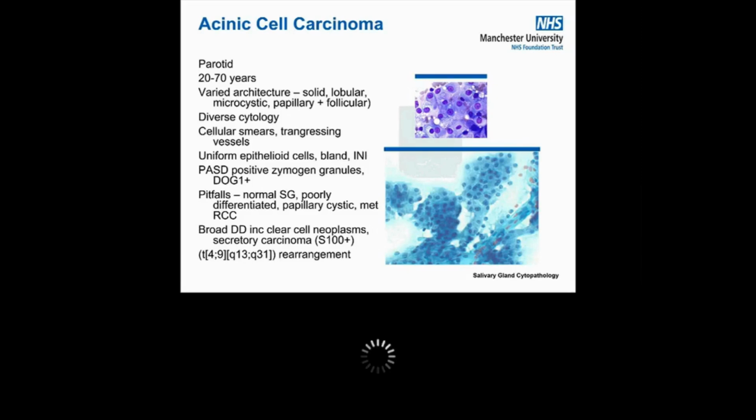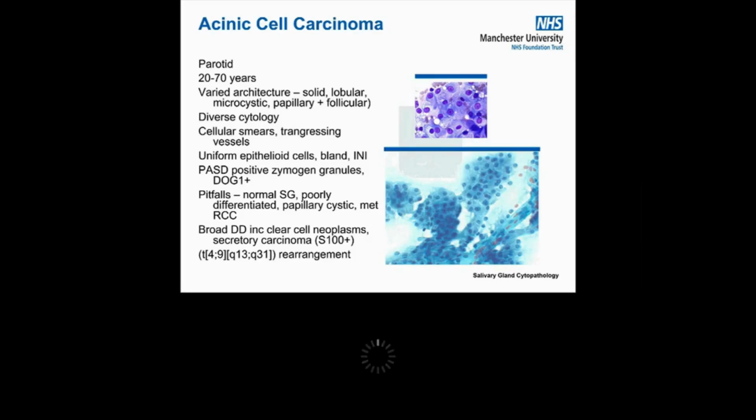We need to consider differential diagnoses. Metastatic renal cell carcinoma will resemble acinic cell carcinoma, and again we can perform immunocytochemistry if available. A PAX8 stain would be positive in metastatic renal cell carcinoma but negative in acinic cell carcinoma. Other clear cell neoplasms such as secretory carcinoma would be in the differential diagnosis, although would receive the same treatment as acinic cell carcinoma, so potentially the specific diagnosis is not so important there, as the patient would receive the appropriate treatment.